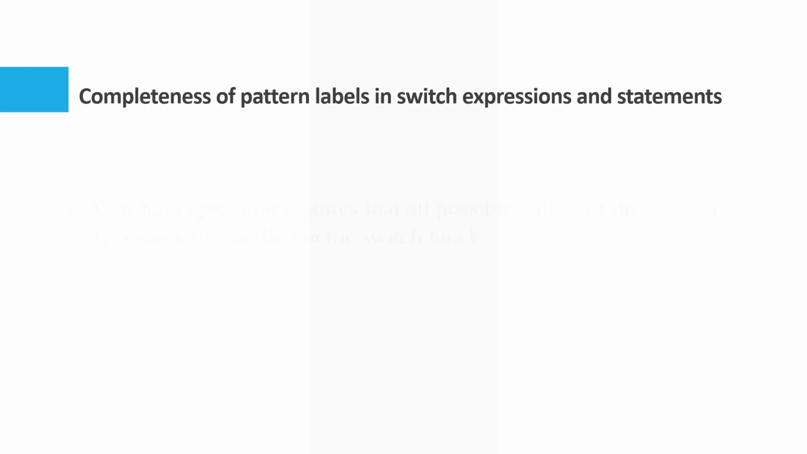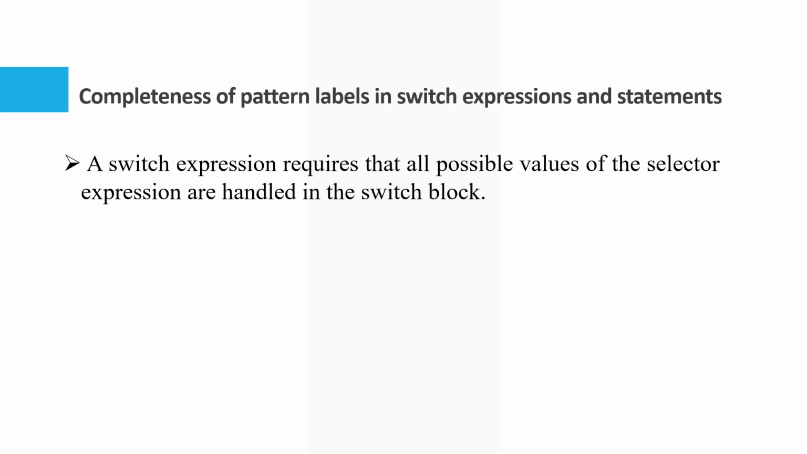A switch expression requires that all possible values of the selector expression are handled in the switch block. This maintains the property that successful evaluation of a switch expression will always yield a value. For normal switch expressions, this is enforced by a fairly straightforward set of extra conditions on the switch block. For pattern switch expressions, we define a notion of type coverage of a switch block.